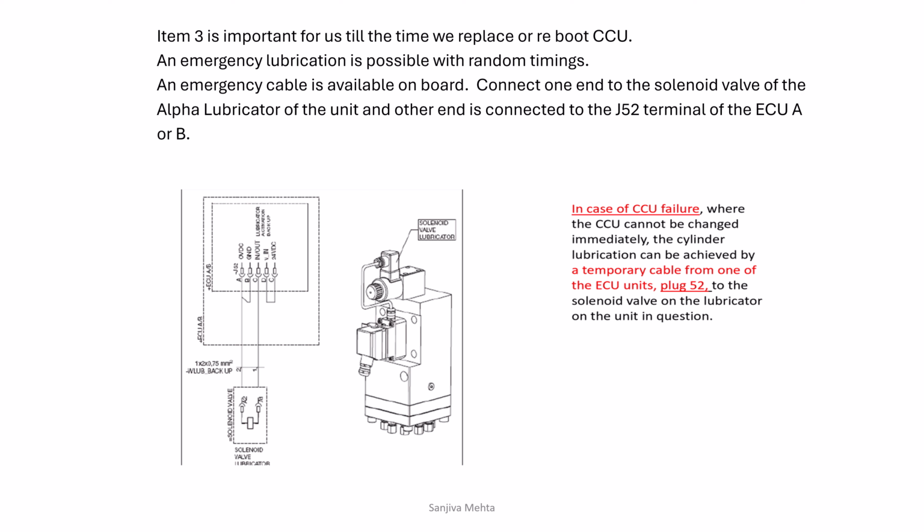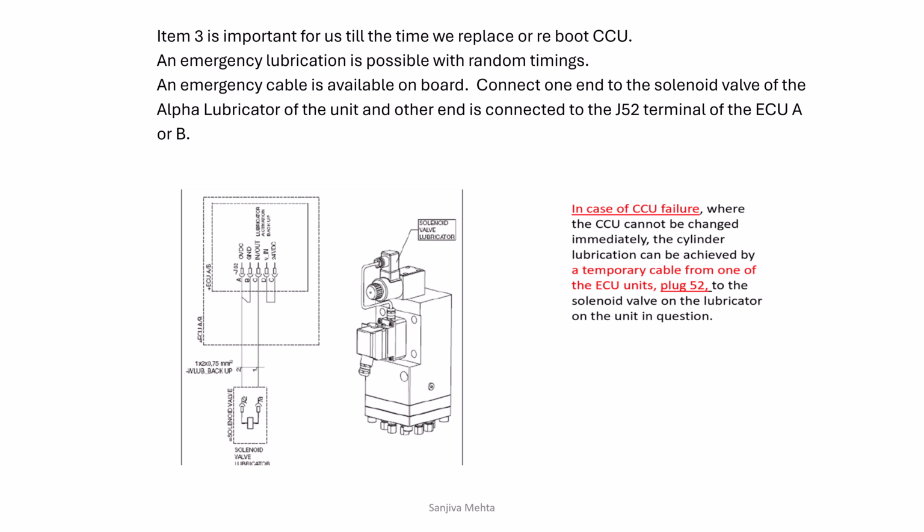An emergency cable is always available on board the ship. Everybody must know, all duty engineers must know where the cable is kept. So this cable is connected to the solenoid valve of the Alpha lubricator. From there to the ECU, one of the ECU, A or B, either one. In the ECU cabinet, you will find the terminal J52. Remove that and put, in the J52 terminal, the other end of this cable.